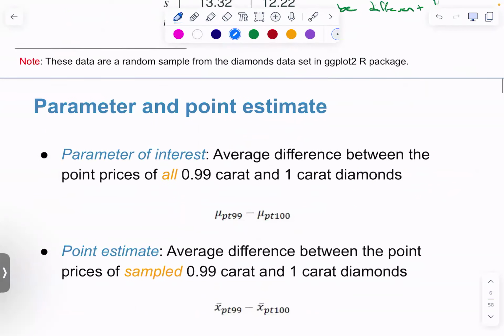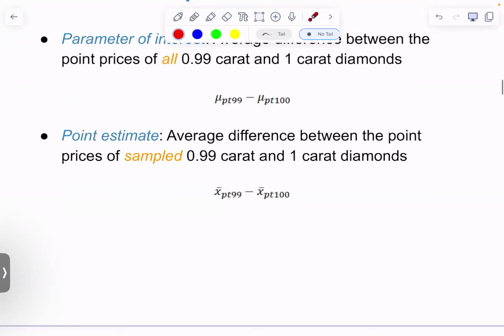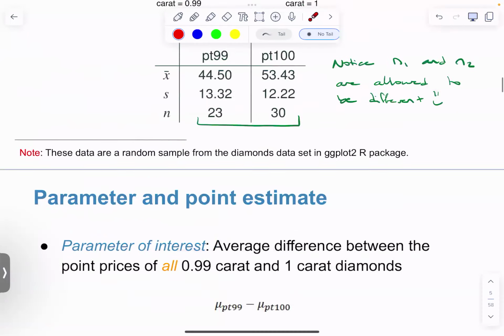So the parameter of interest is the population difference in the point prices, mu of 99 points minus mu of 100 points. And then we have our point estimate, x1 bar minus x2 bar, generically. These values are going to come from the data that we've been given up here.